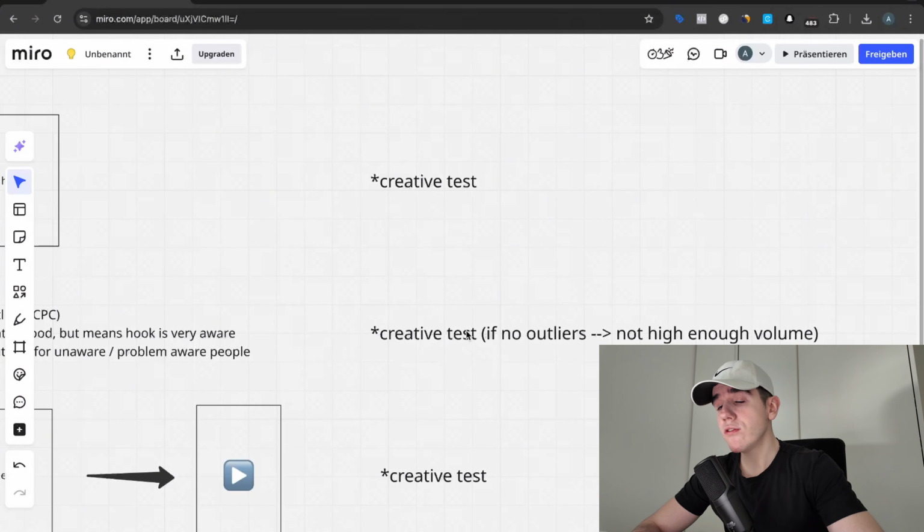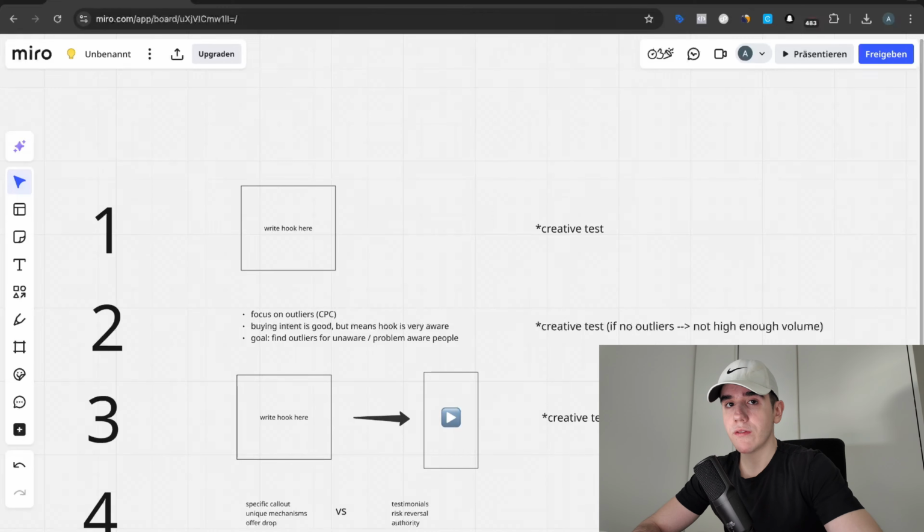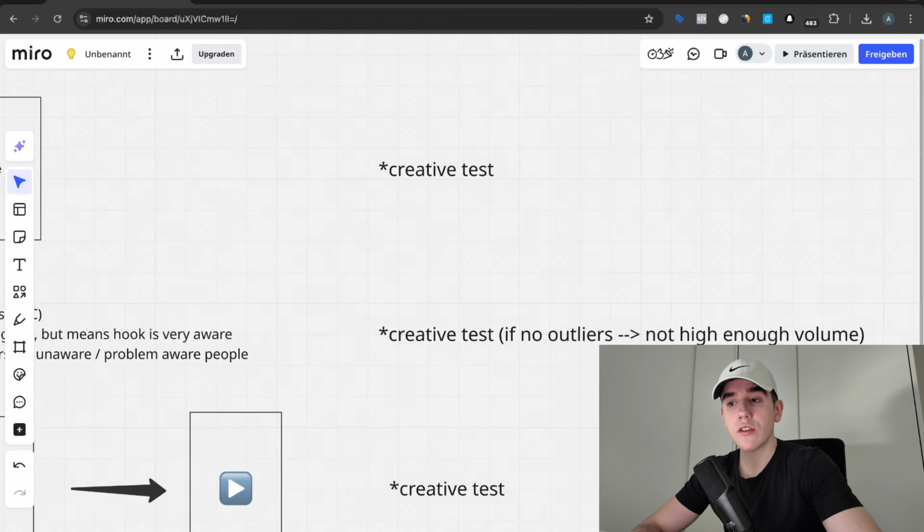However, if you haven't found any outliers from this creative test, it just means you haven't tested with a high enough volume. It's as simple as that. If you don't have anything below a 50-cent CPC here, then it's just a volume problem. It doesn't matter if you run ads to the US. It doesn't matter if your CPMs are extremely high. The worst outcome is that you don't have anything below 50 or 60-cent CPC, and then you just need to do a retest with more hooks, with better hooks.